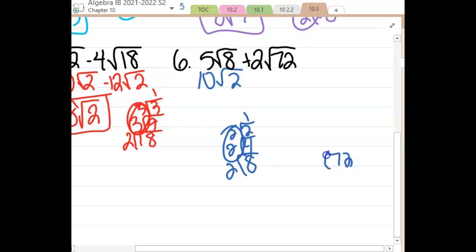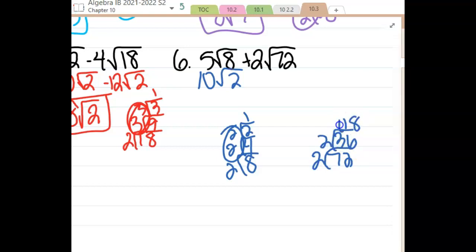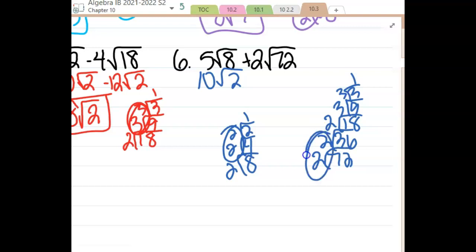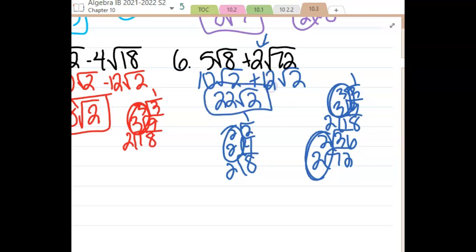And then with the 72, we could divide out of 2, we get 36. Divide out of 2, we get 18. Divide out of 2, we get 9. Divide out of 3, we get 3. Divide out of 3, we get 1. So I have a pair of 2's and I have a pair of 3's. So we're going to take 2 times 3 times another 2. So we should get 12 square roots of 2. So 10 square roots of 2 plus 12 square roots of 2 is 22 square roots of 2. Okay, last one.